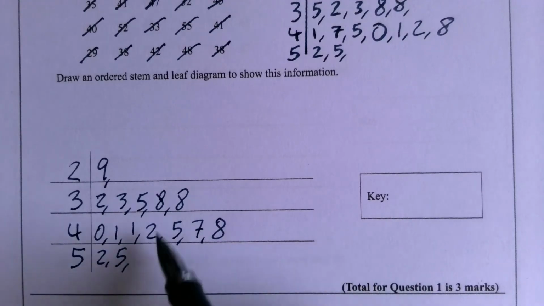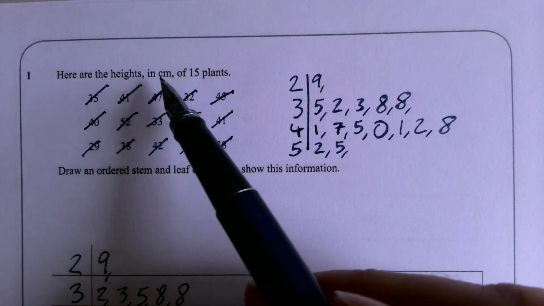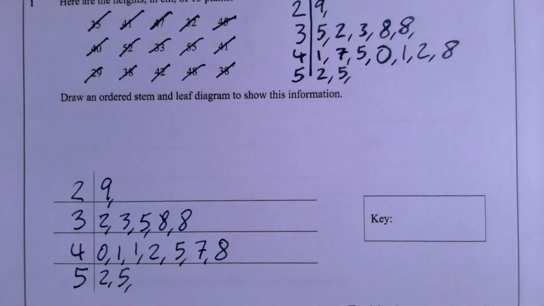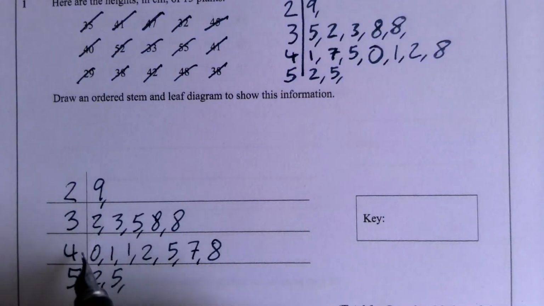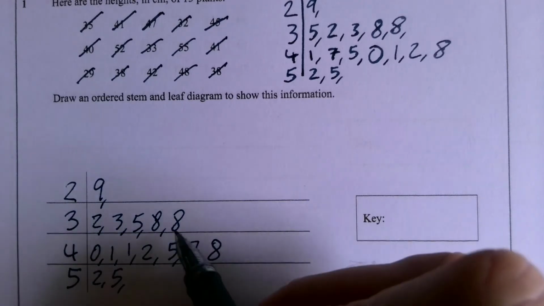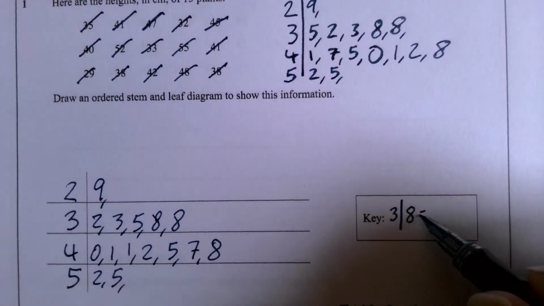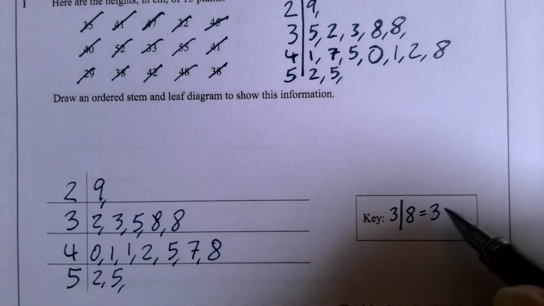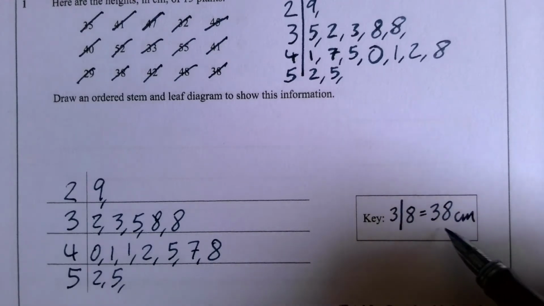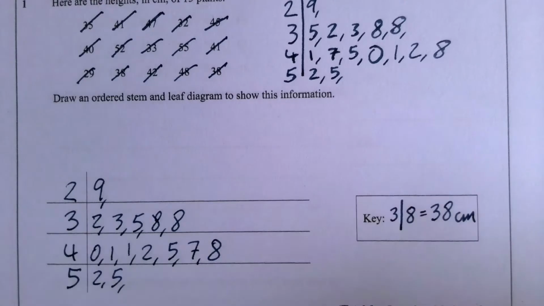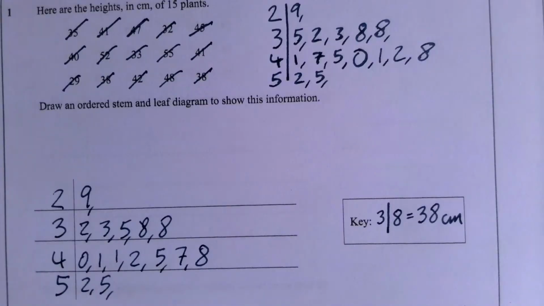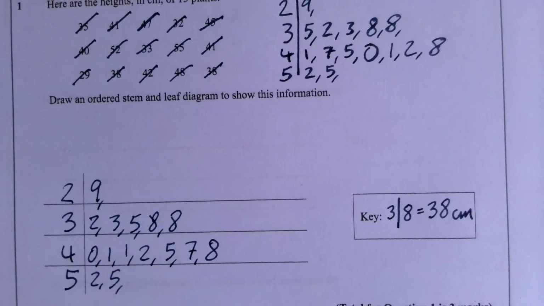So the key has got to tell you what this means. Now what does it mean? Well, if we look up here, it's the height in centimetres of plants. So I pick any one result that I like. It could just be that one. And I write 3 for the 30, put the stem bit in there, and then 8. And then I just need to write equals 38 centimetres with the unit in there as well to explain what it is that we're doing.